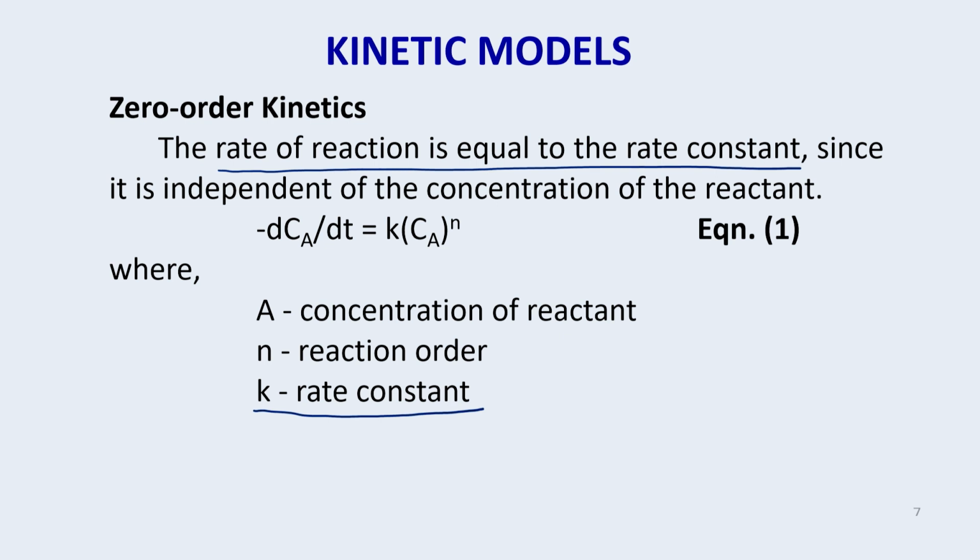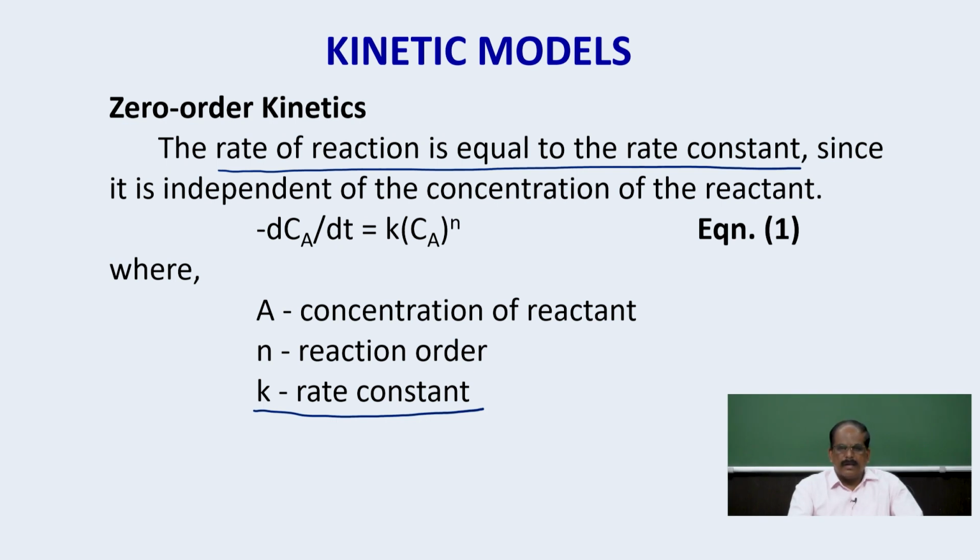The mathematical expression of this one is minus dCA by dt is equal to K into Ca power n. This is the general equation where Ca is the concentration of the reactant, K is the rate constant and n is the reaction order. If it is a zero order reaction, n is equal to 0. If it is a first order reaction, n is equal to 1.